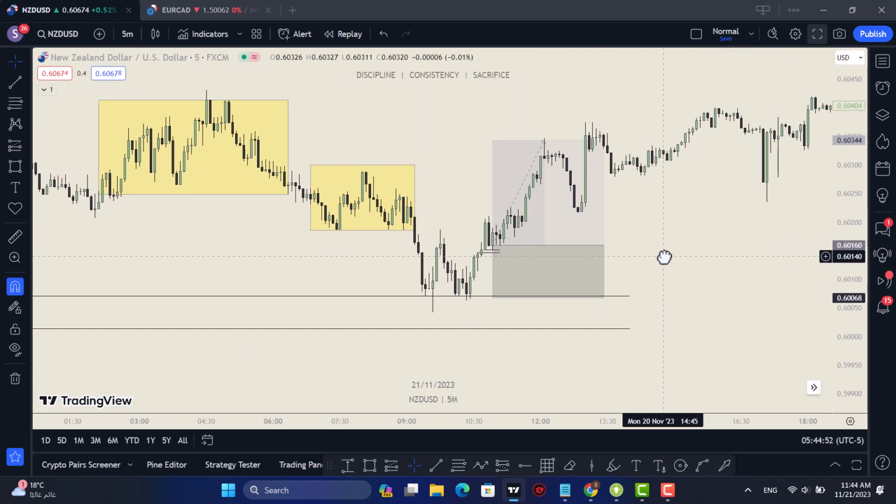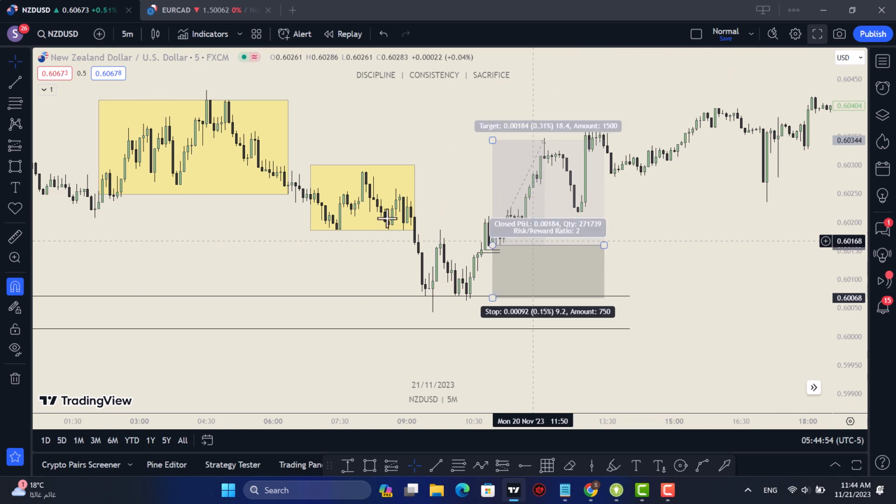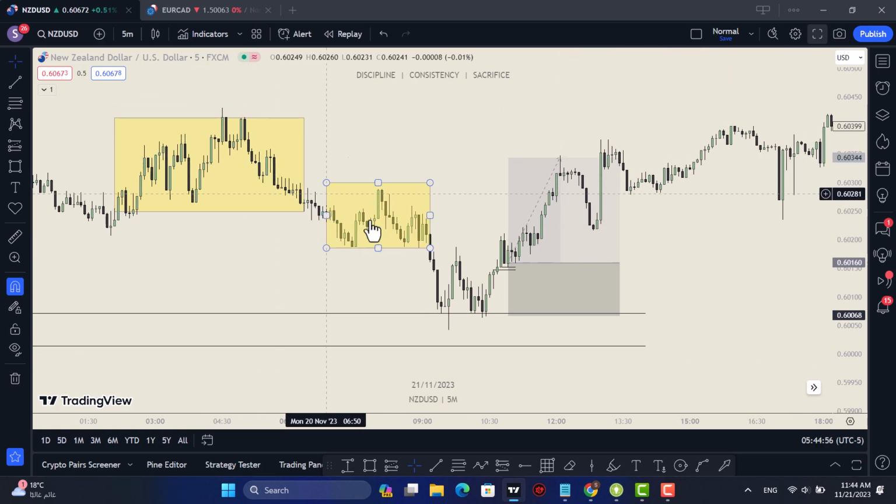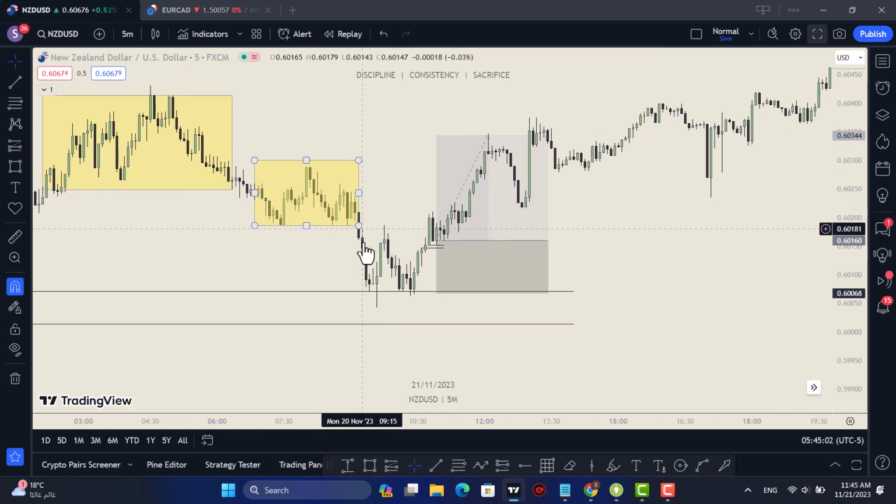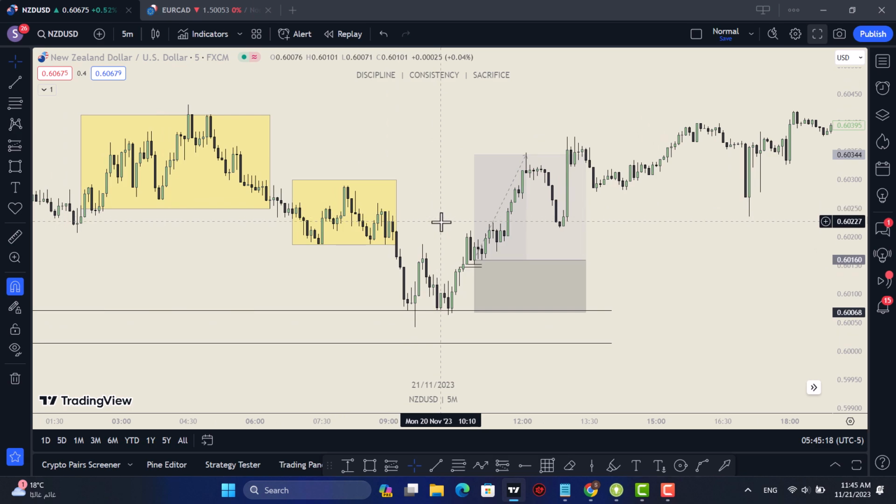So on the 5 minute, what do we have? Market maker X model, horizontal consolidation, the first distribution of shorts, and then here we have a market structure shift. But as you can see here, we don't have SMT. We don't have a sweep on liquidity, so we want to see this low right here sweep liquidity from this one before this market structure shift, right? But we don't have that.